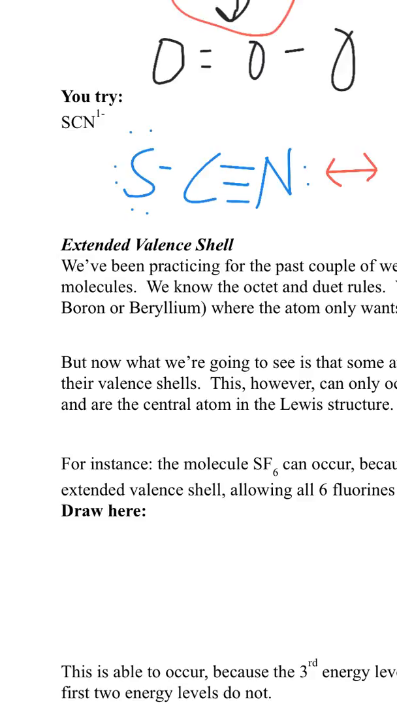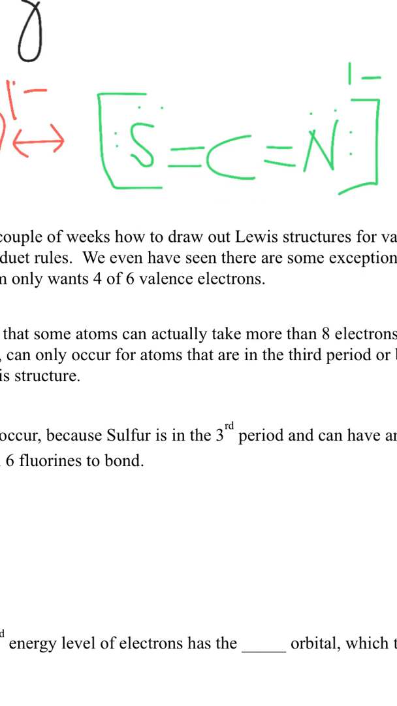Alright, so here's one structure. You've got sulfur single bonded to the center carbon, and the center carbon is triple bonded to nitrogen. I messed up. I didn't put that in the bracket. Oops, 1- charge. Yeah, that's a 1-. And so you can see the double arrow, meaning this is a resonance structure. And here's the other structure. In this structure we have sulfur double bonded to carbon, double bonded to nitrogen.